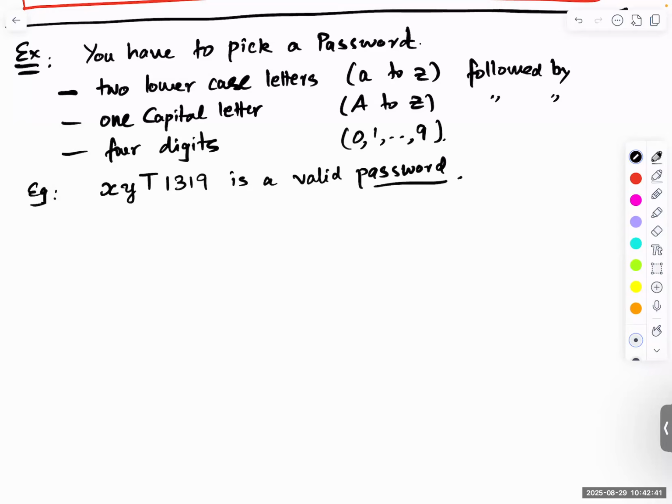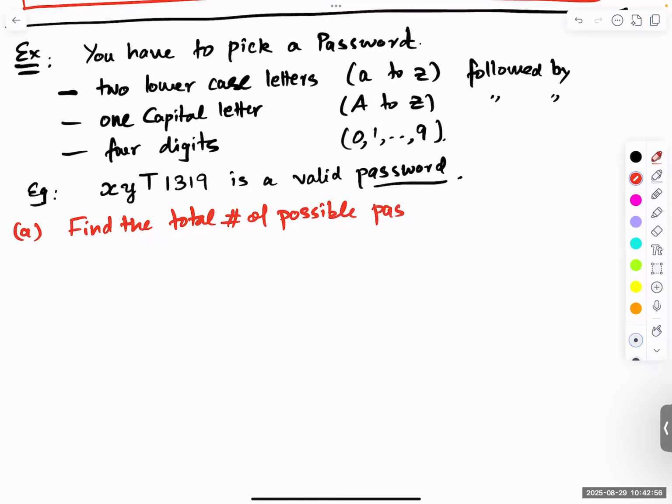Okay. So let's ask the first question. So first question is, say, how many possible passwords are there? So I'm going to ask, find the total number of possible passwords. Let's call them N, capital N. So it's straightforward. N is what? So you have to pick two lowercase letters.